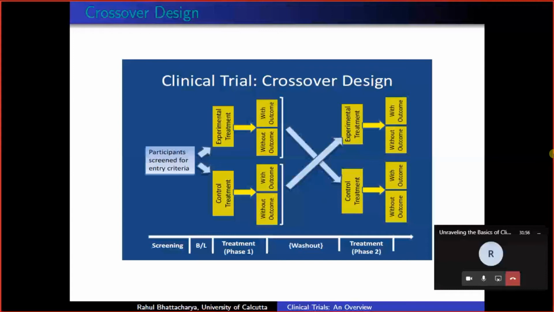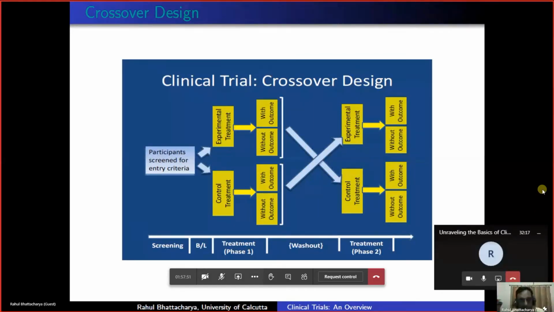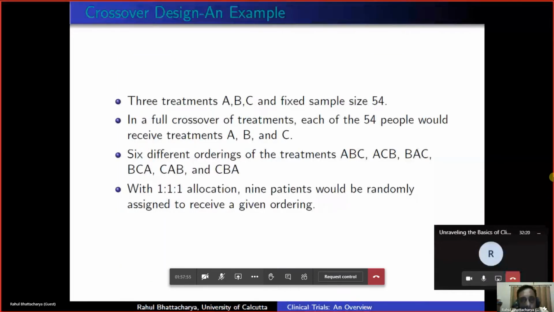So this is what is known as a crossover design. In this case, each patient receives two or more treatments. Those getting the experimental treatment are also getting the control treatment, and those getting the control treatment at first are also getting the experimental treatment later. So this is what is known as a crossover design. I'm just giving you one example.